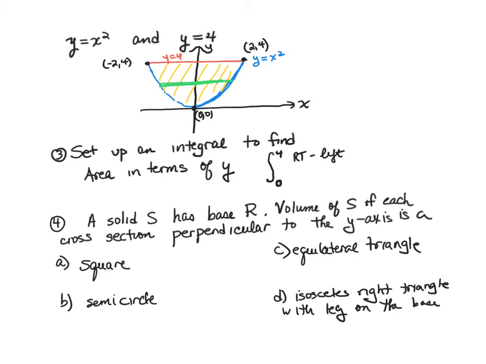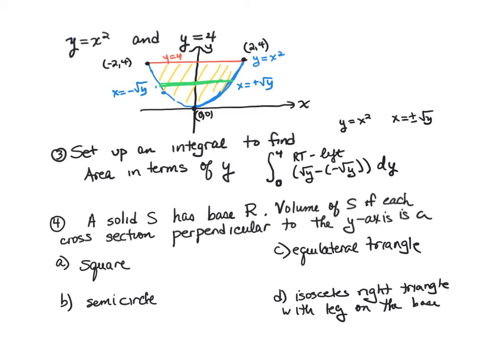But we have to represent these as functions of y. So we have to now solve for y equals x squared in terms of x. But that's x equals positive or negative root y. So this branch is x equals positive root y, and this side is x equals negative root y. So our integrand would be the right minus the left, dy. Okay, so that is how we would integrate to get the area in terms of y.